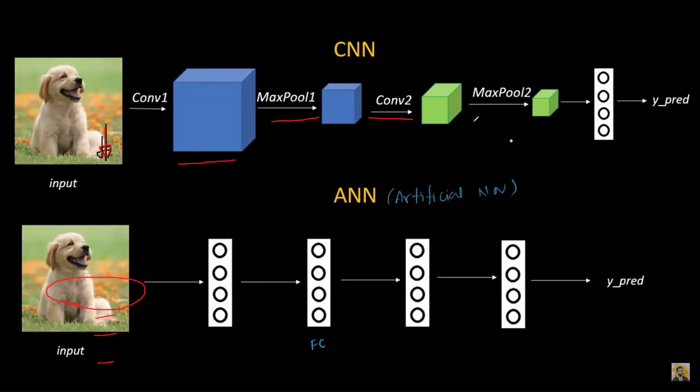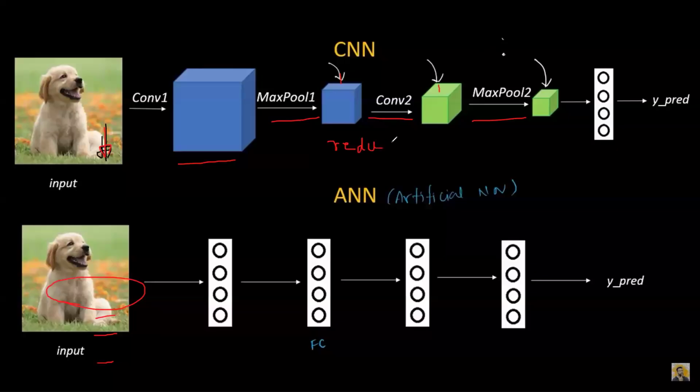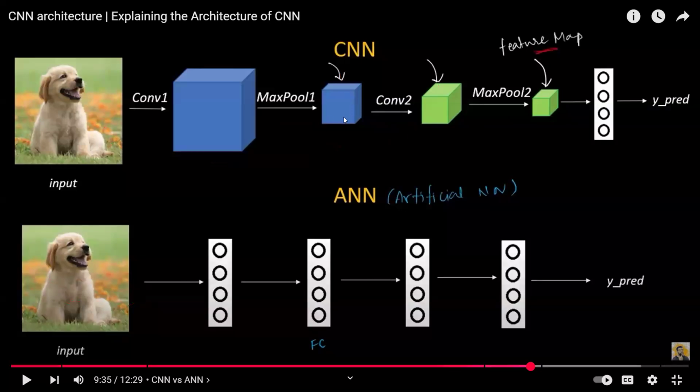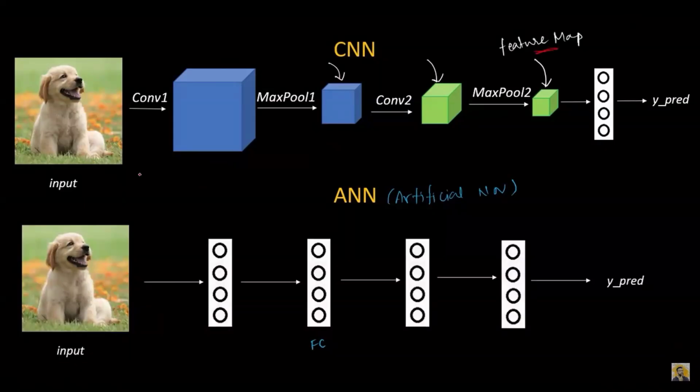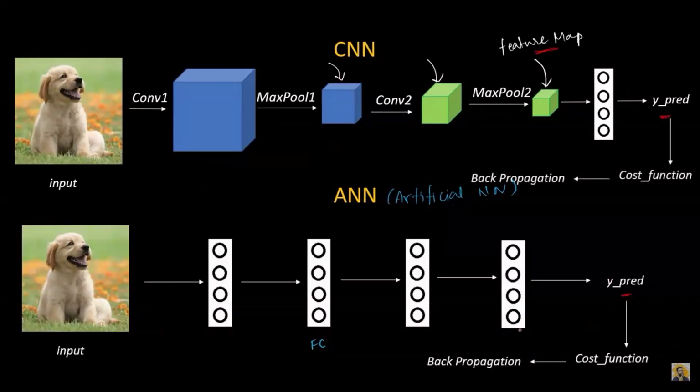There is another side note here. These images that we get in the output after the convolutional layers and the max pooling layers are sometimes also called feature maps. These feature maps hold the feature patterns of the input dataset or the input images. And once we have this YPRED, from here on it's the same in both ANN and CNN.